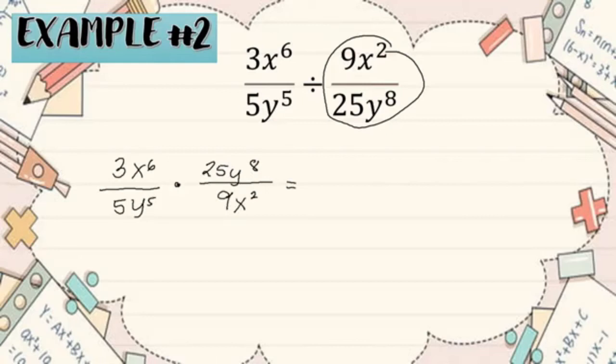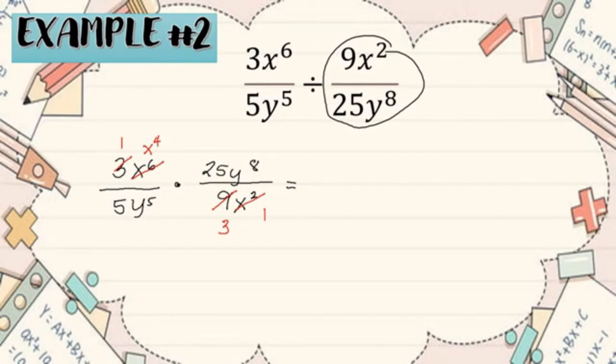Now, analyze the given if there's something you could cancel. Yes, we have. Let's start here with 3 and 9. The common term between 3 and 9 is 3. So 3 divided by 3 is 1. 9 divided by 3 is 3. And its variables, x to the 6th and x squared, we could simplify that as 1 and x to the 4th.